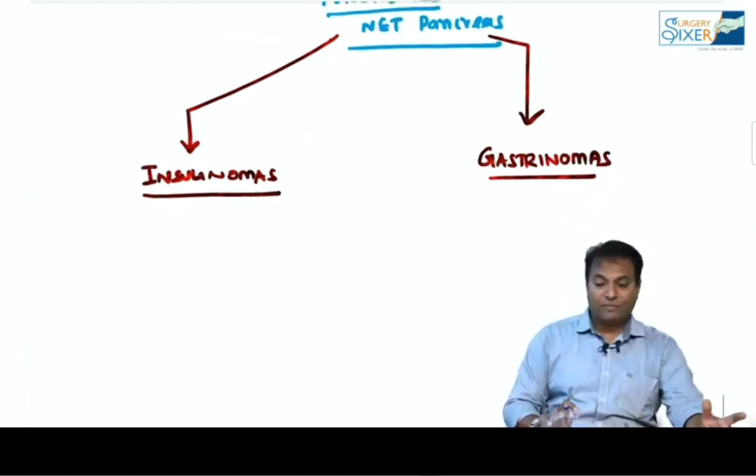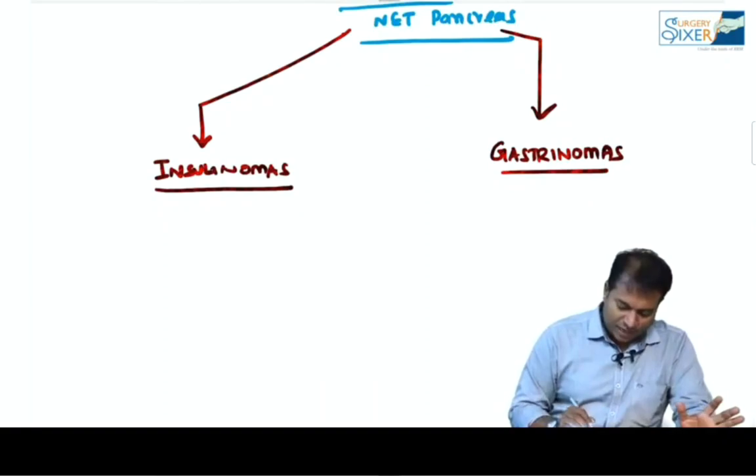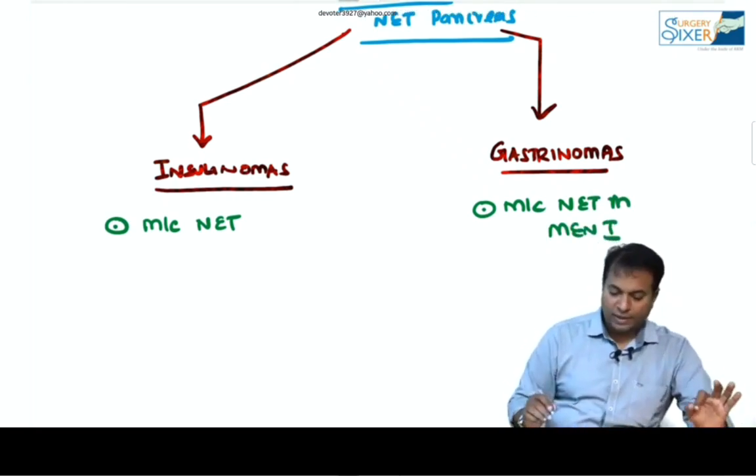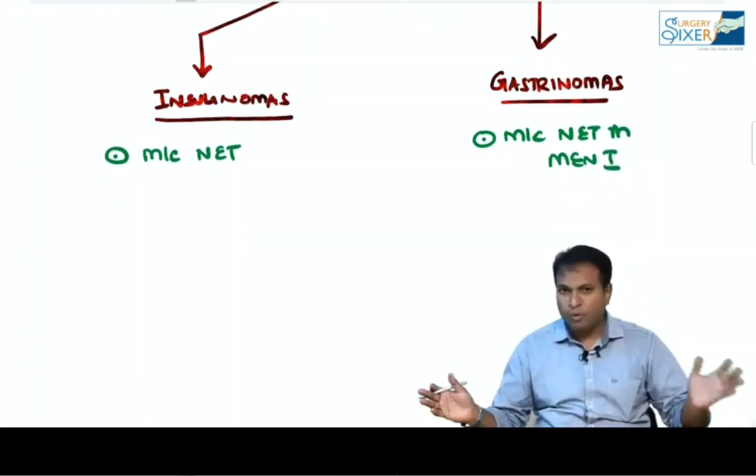Now I'm going to tell you 8 differences between insulinomas and gastrinomas. So please understand and focus on these 8 points. Insulinoma is the most common functional neuroendocrine tumor. Gastrinoma is the most common functional neuroendocrine tumor in MEN 1 syndrome. So I'm going to tell you 8 points. Usually I take some topics by comparing one with the other so that you won't forget both.